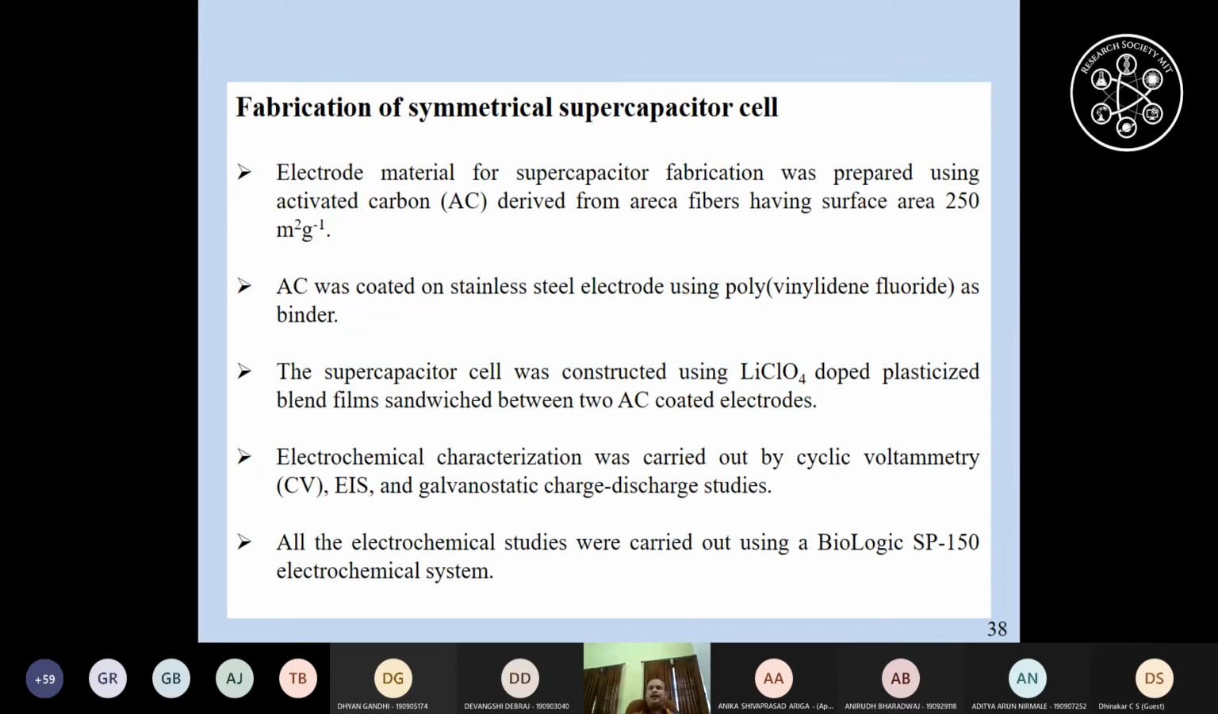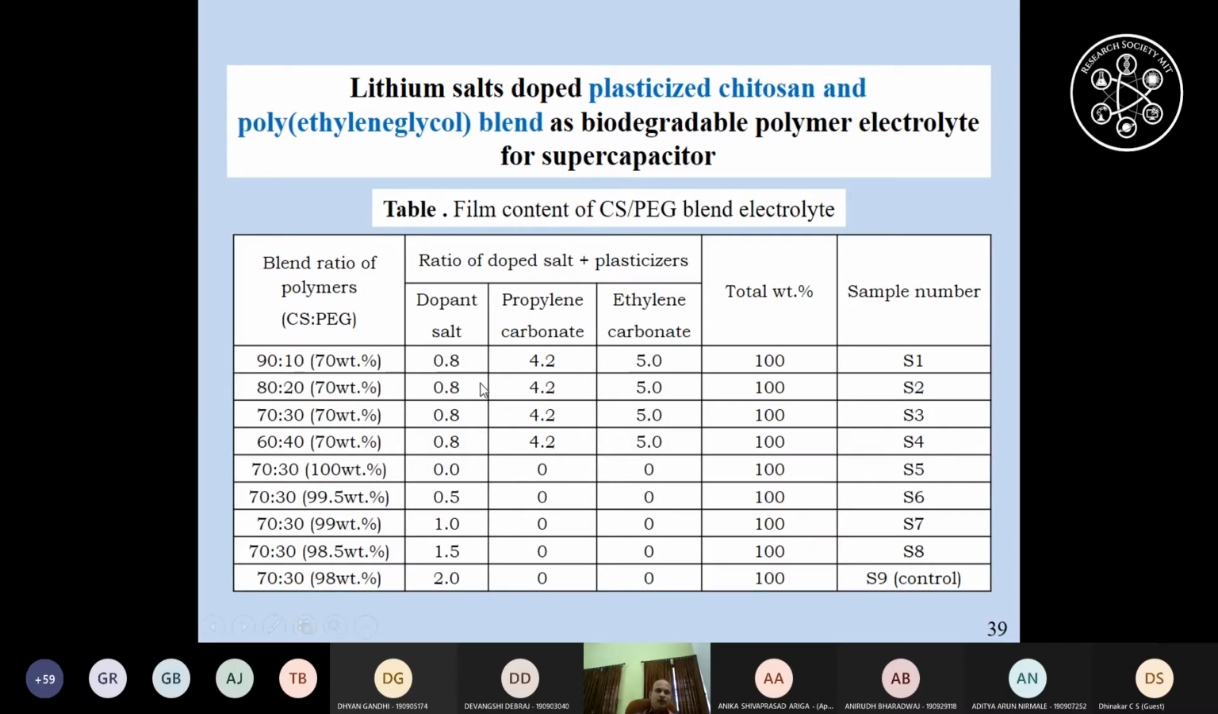Thereafter, I have to check the conductivity of the blend polymer electrolyte. Here also I varied the ratio, 90 to 10 and so on, ten different ratios, and I varied the lithium dopant salt, lithium perchlorate, and the plasticizer. If you add a plasticizer, the conductivity is maintained. If there is no plasticizer, we may not get a proper blend polymer electrolyte, and it also helps to enhance the conductivity. Whichever ratio shows the maximum conductivity, that ratio of polymer electrolyte I choose for fabricating my devices.